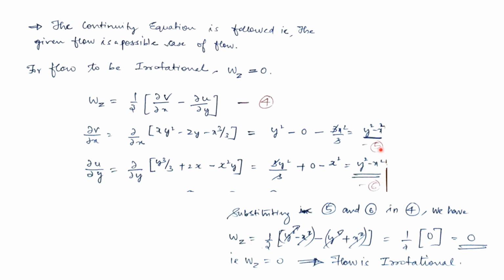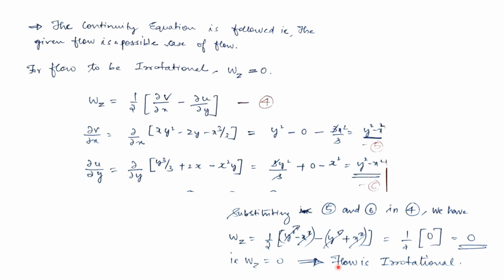Substituting these two in the equation, wz is equal to half of y square minus x square minus y square plus x square. These two cancel out, half of 0, 0. So wz is equal to 0.